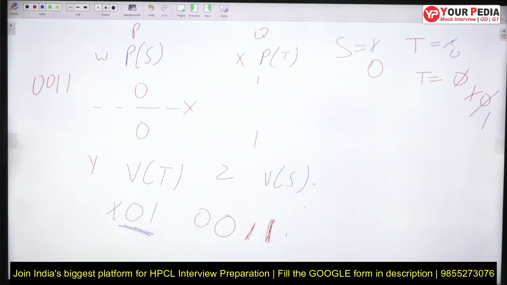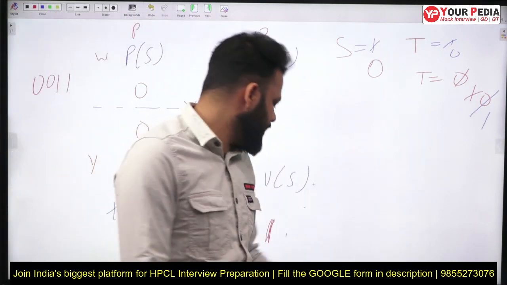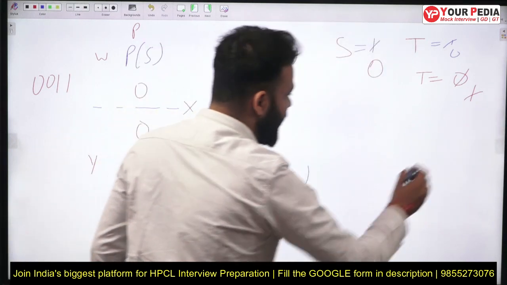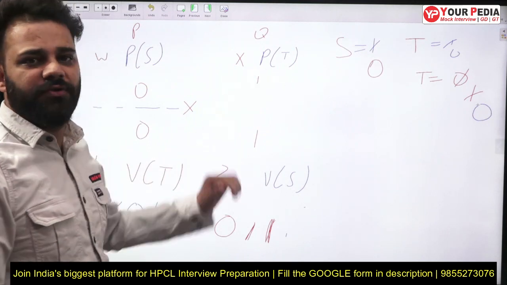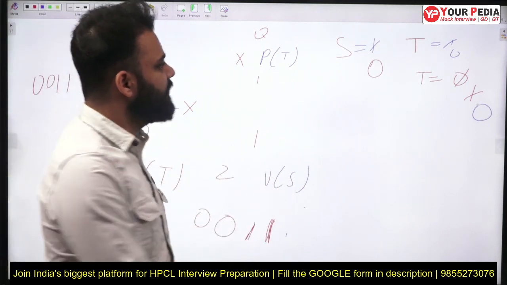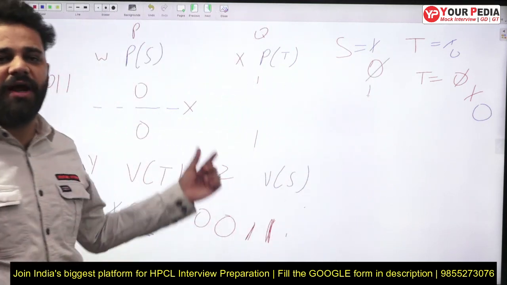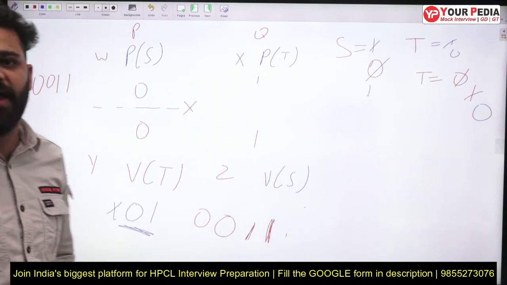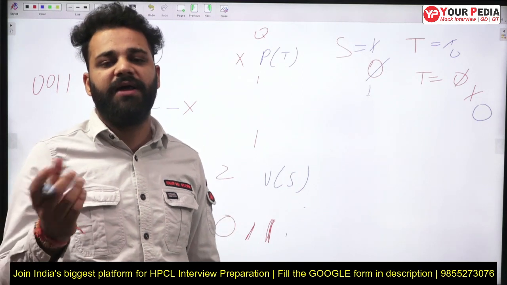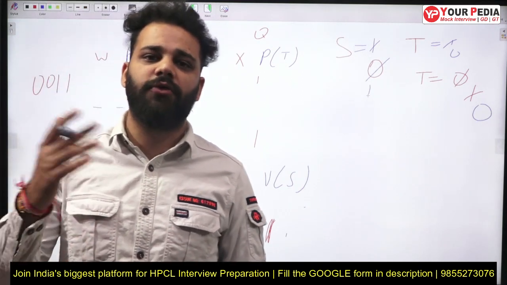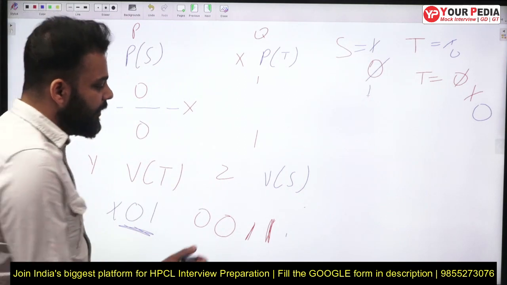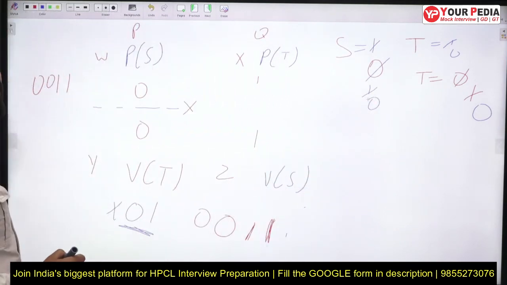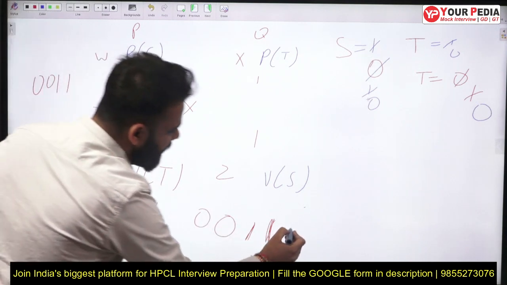now the situation changes. Now P of T has made the value of T as 0, S is also 0, but what V of S will do is change the value of S to 1. Now if you try to run both of these codes, you will see that P of S will be successful because S is 1. If a binary semaphore value is 1 and you run a down operation, it will be a successful down operation. So this will be successful. Again it will be changed to 0. Now 0 0 will be printed.